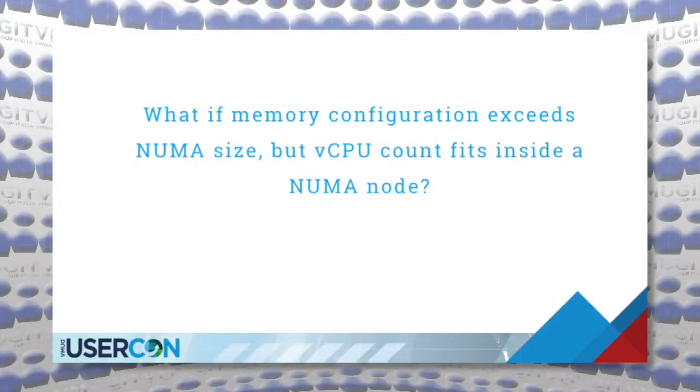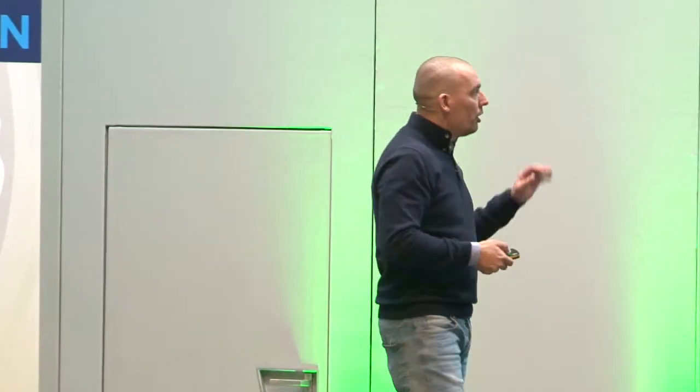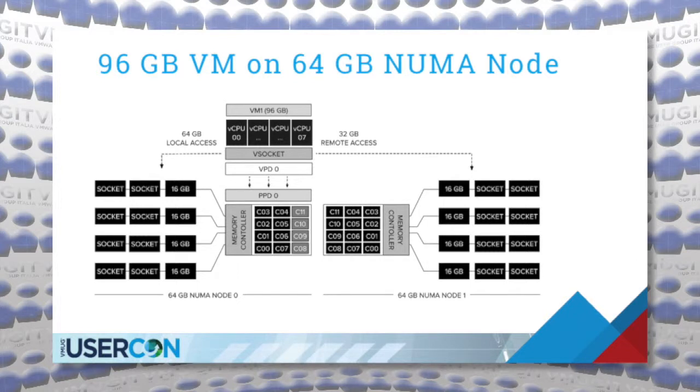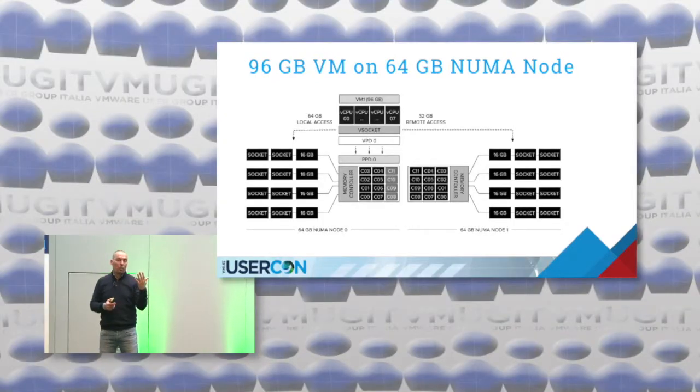Now, what if you have a configuration that's actually the opposite? You have a system that can be scheduled with the CPUs on the physical node itself, but the memory footprint is larger than the physical NUMA node. So I created a diagram as well. Now you can see that this VM has 8 vCPUs, but it has 96 gigs of memory configured. If the NUMA node has 64 gigs of physical memory, it needs to allocate the memory on the remote node.